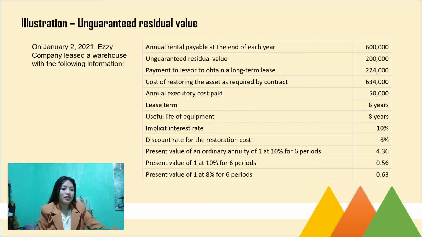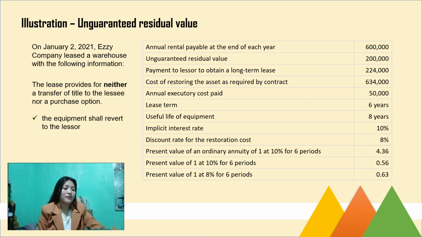Now, for the additional information, the lease provides for neither a transfer of title to the lessee nor a purchase option. So, walang transfer of title to the lessee at purchase option na provide yung lease. Therefore, the equipment shall revert to the lessor or yung equipment ay kailangan bumalik dun sa lessor.